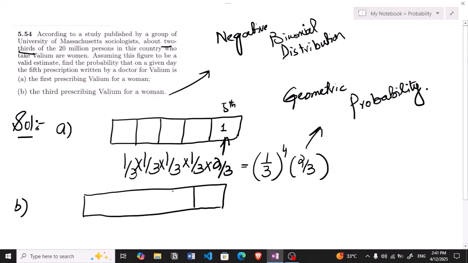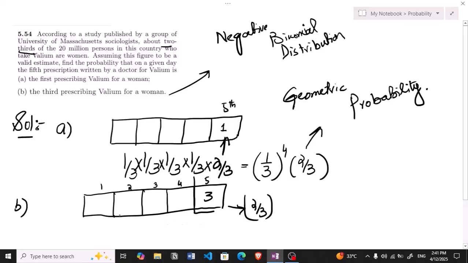Okay, so there are 5 slots. This is the fifth one. This is 4, 3, 2, 1. Okay, this fifth one is basically the third prescribing Valium. Okay, means this is 2/3 probability, while out of these 4, there can be 2 prescribing women, and the 2 non women would be here as well.